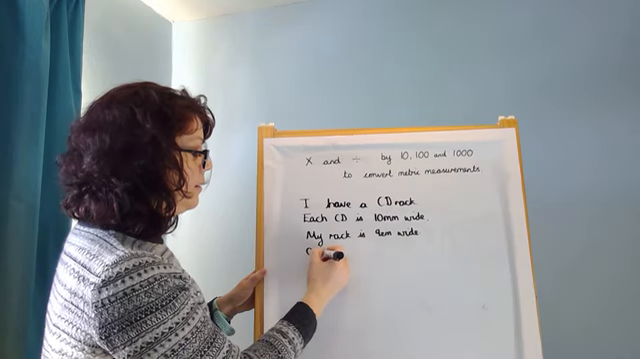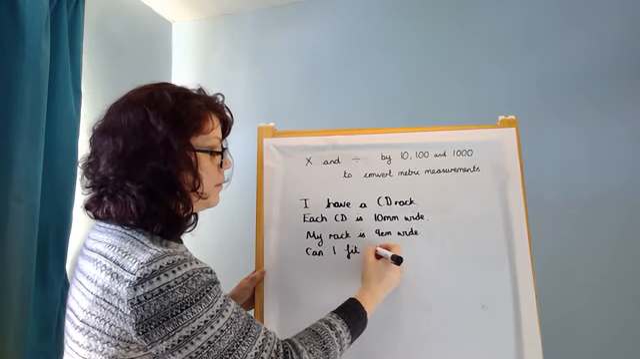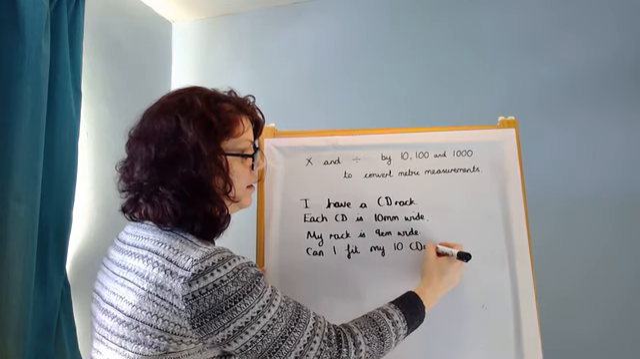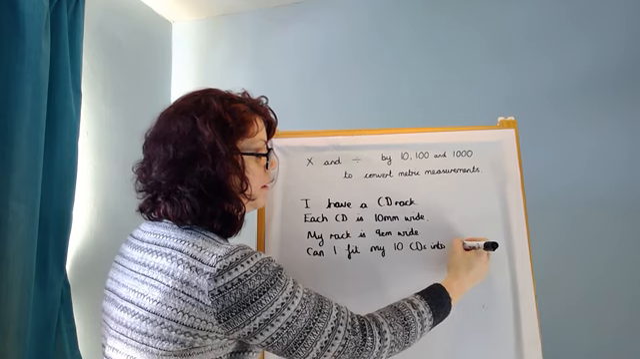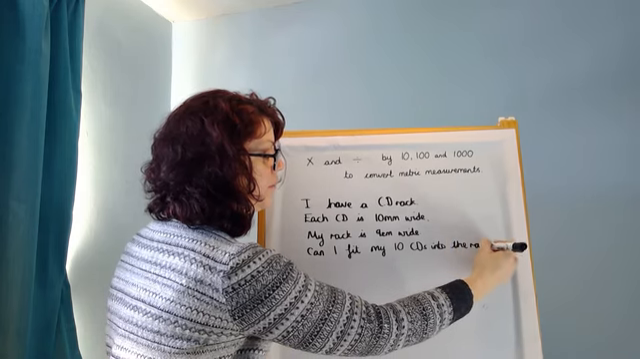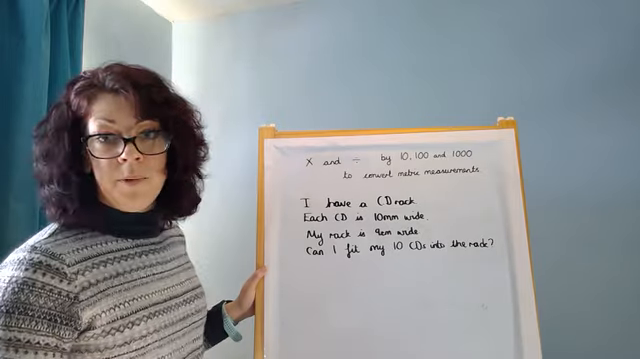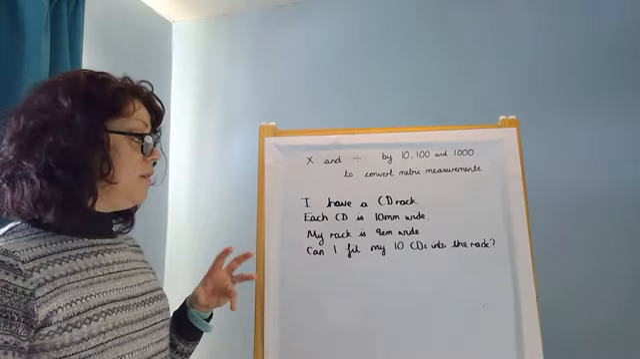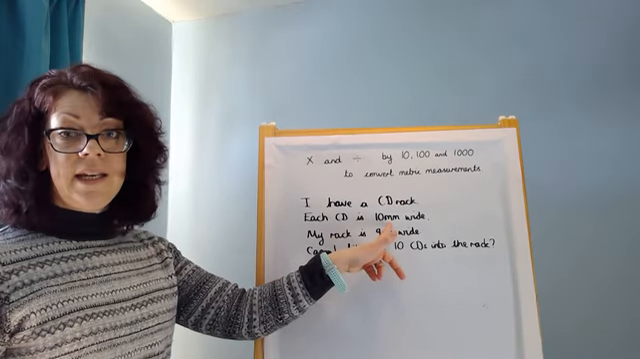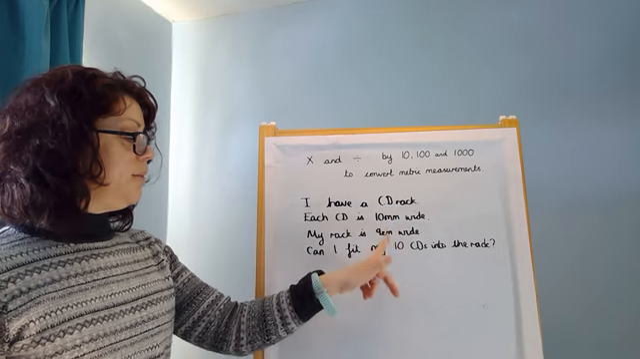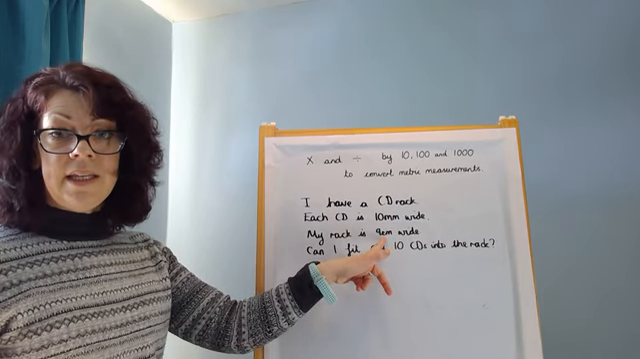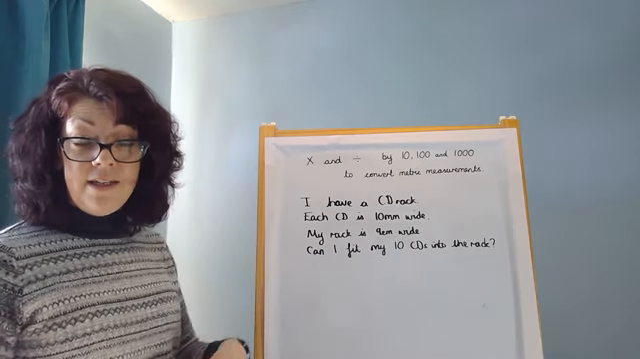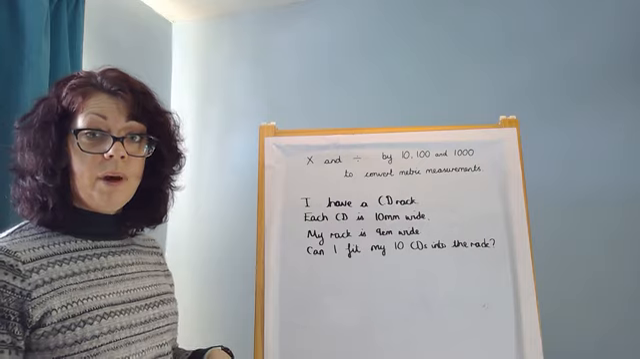Can I fit my 10 CDs into the rack? So there's a couple of steps that we're going to need to do here. The first thing that we need to recognise is the fact that we've got CDs in 10mm, so we've got millimetres as a measurement, and we've got a rack that's written down in centimetres. So that's going to make it a little harder. So the first thing that I need to realise is that they're different and that I need to convert them so that they are both the same.